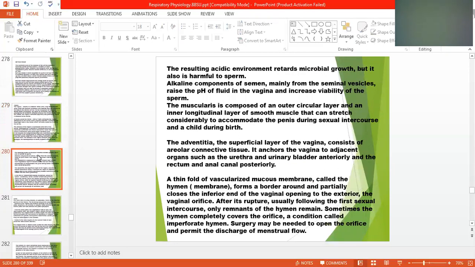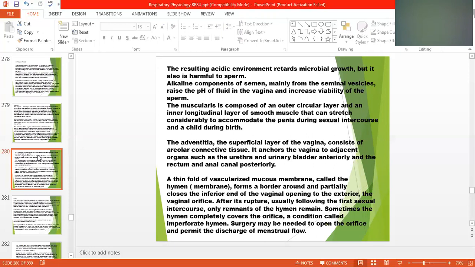The resulting acidic environment retards microbial growth, but it is also harmful to sperm. The alkaline composition of the semen of the male, mainly from the seminal vesicles, raises the pH of the fluid in the vagina and increases the viability of the sperm.